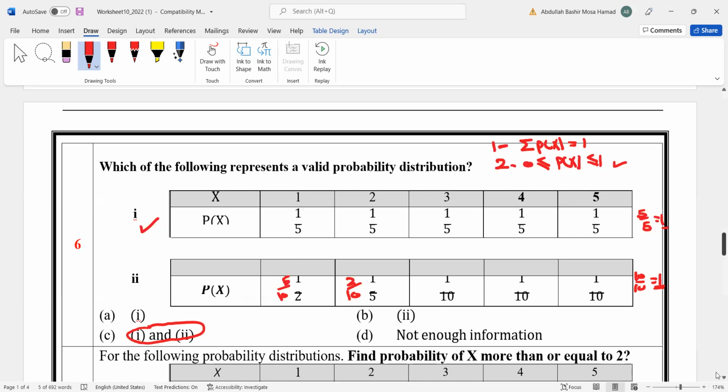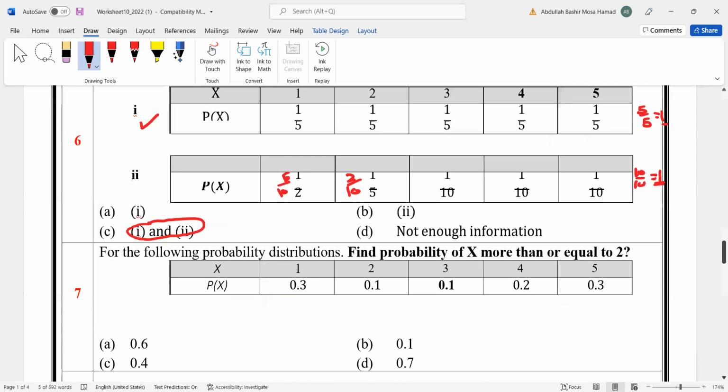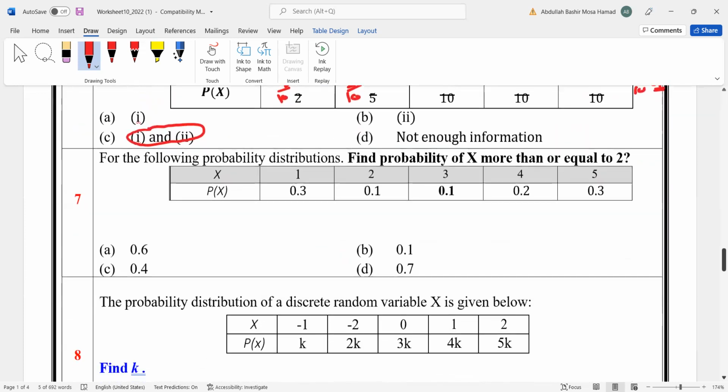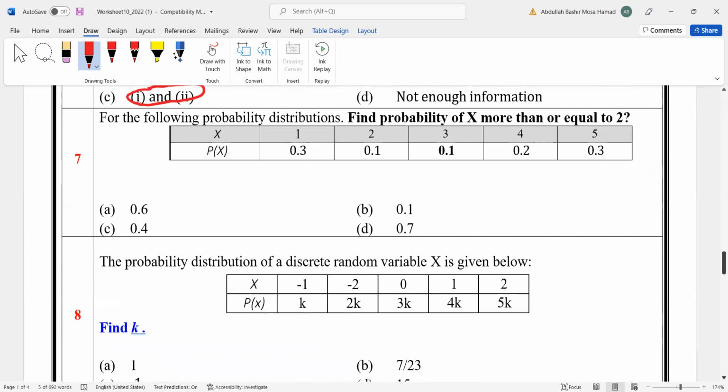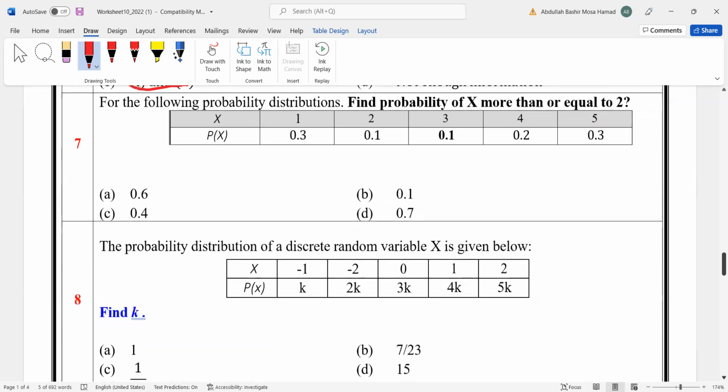Let's move to the following. For the following probability distribution, find the probability of X more than or equal to 2. More than or equal to means at least 2. So at least 2 means P of X greater than or equal to 2. This means P of 2 plus P of 3 plus P of 4 plus P of 5.